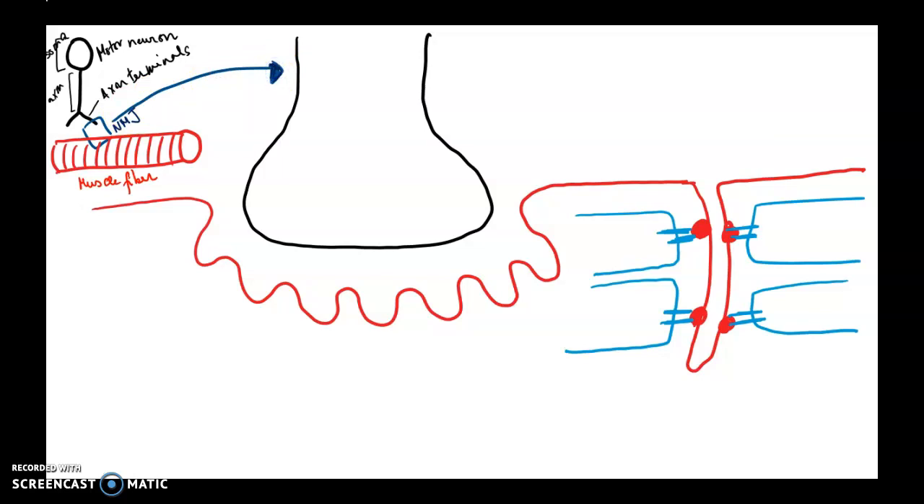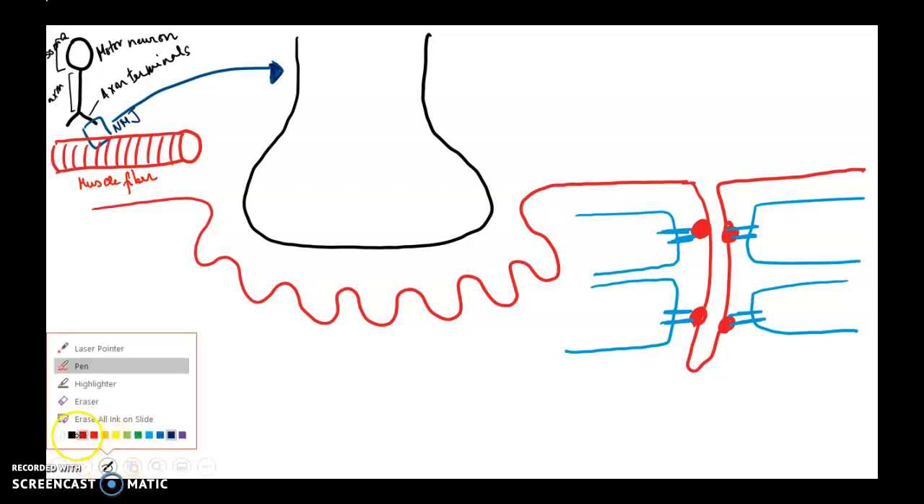We will look at the anatomy of the neuromuscular junction first, and then we will talk about how things actually work: how an electrical signal is transmitted across the space to the muscle fiber, resulting in contraction of the muscle fiber. We will look into all those, but first we will start with the anatomy.